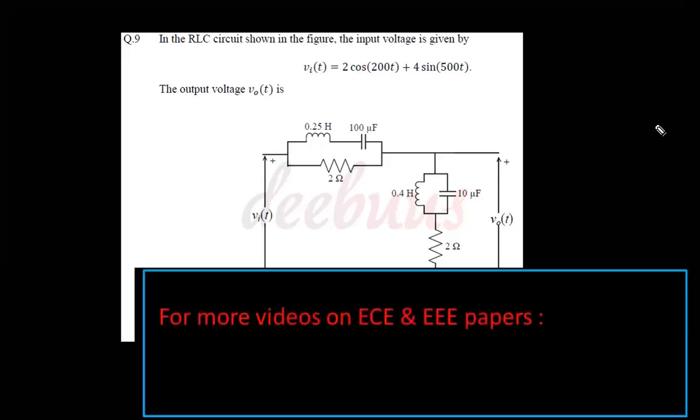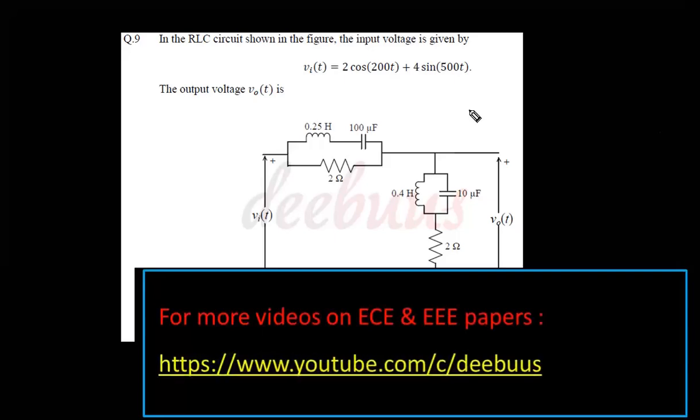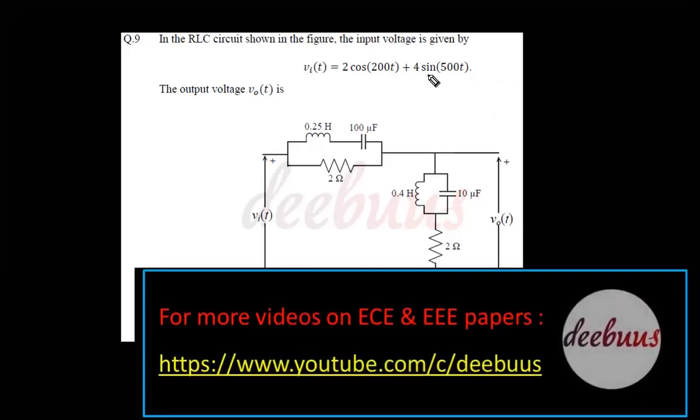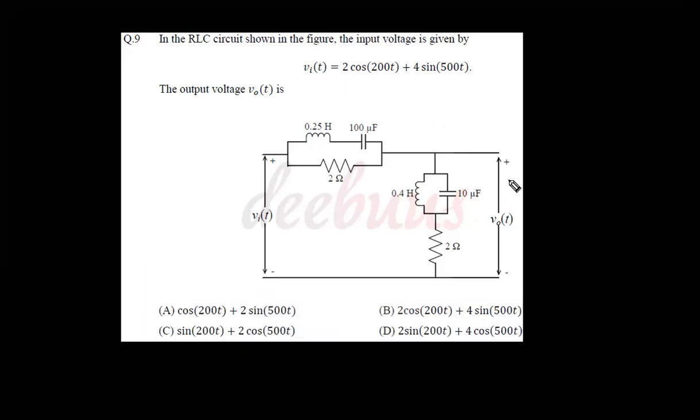So coming to the first question: in the RLC circuit shown in the figure, the input voltage is given by Vi of t equal to 2 cos 200t plus 4 sin 500t. The output voltage V naught t is? So the input voltage is given and we have to calculate what will be the output voltage.